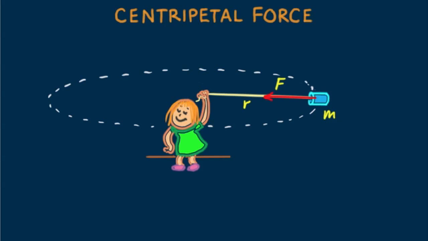In lab, you'll likely use the exact relationship: F equals mv squared over r, where force is measured in newtons, mass in kilograms, speed in meters per second, and radial distance in meters. Note that speed is squared, so twice the speed needs 4 times the force.